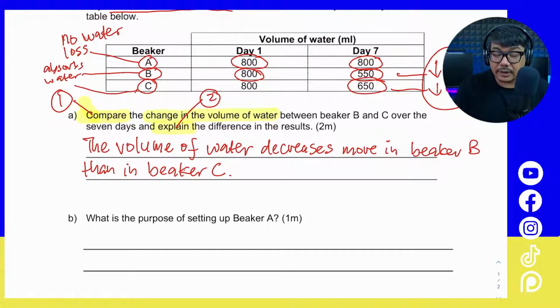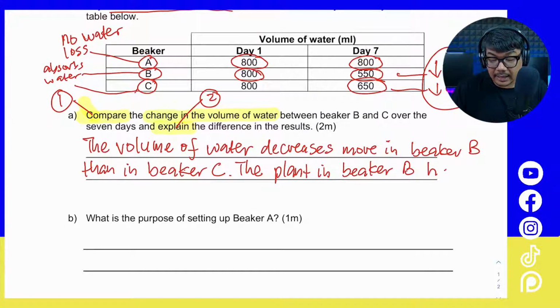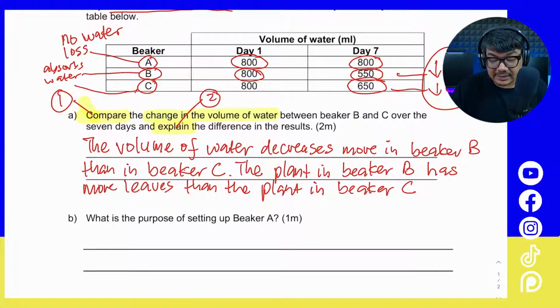All right, and we know because the plant in beaker B has more leaves than the plant in beaker C. Okay, so what? So what if the plant in beaker B has more leaves than the plant in beaker C? What will it affect? It will affect the rate of photosynthesis.